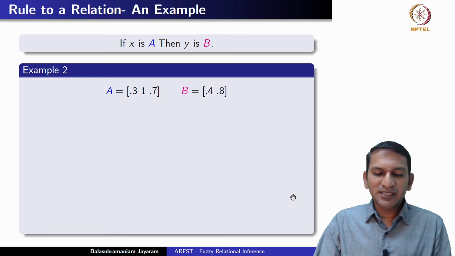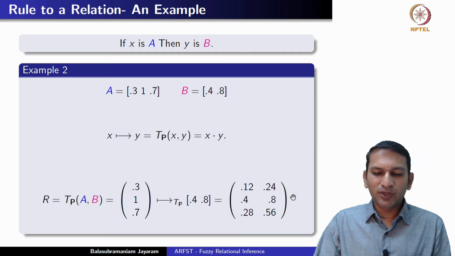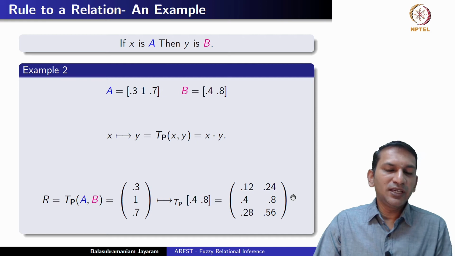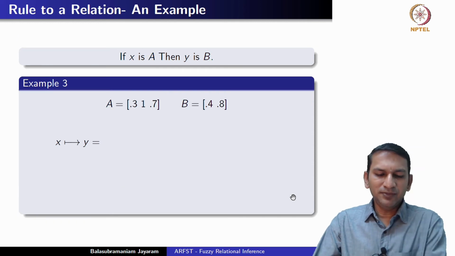Now, for the same example, if you were to use the product T-norm to construct the relation, this is what you would have. And it is very clear because 3 into 4 is 12, so you get 0.12 and so on and so forth. Now this is when we are using a T-norm to construct the relation. We could also use a fuzzy implication.